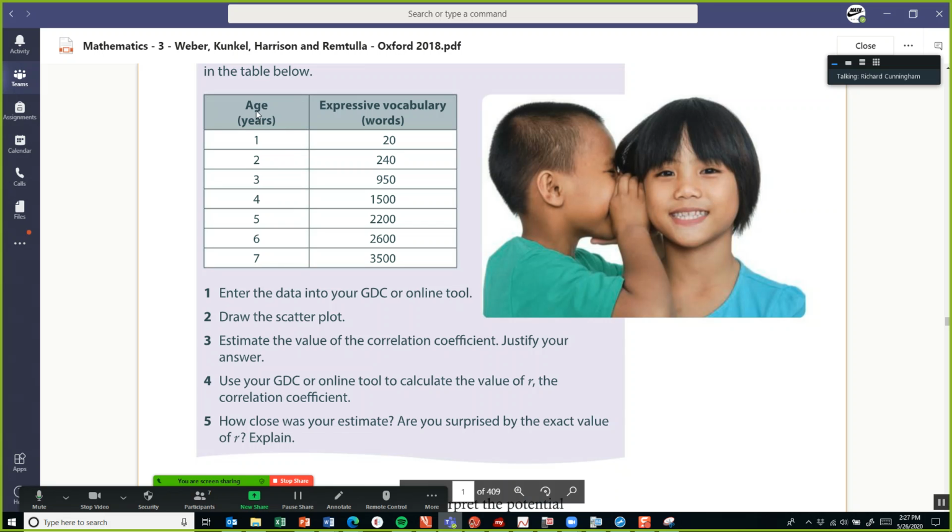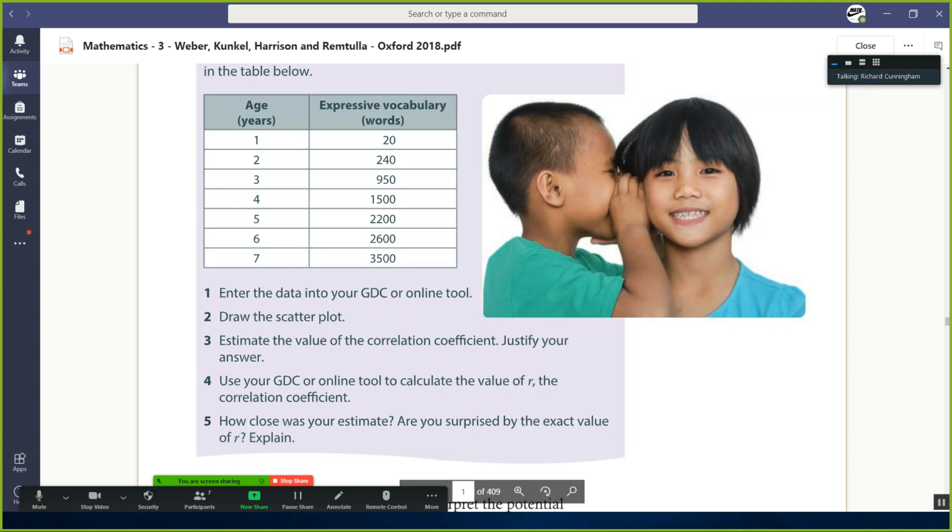Okay, so what I've done is I've put in the data from this table, and this is to do with the age of children and the expressive vocab that they know. So it's the number of words that they know. When they're 1 year old, they know 20 words. When they're 2 years old, they know 240. When they're 7 years old, they know up to 3,500. So do you think it's going to be positive or negative, this one, when I draw it? Yeah, it's going to be positive. That makes sense because the older you get, the more words you know.